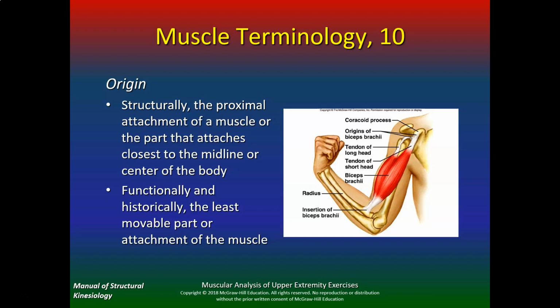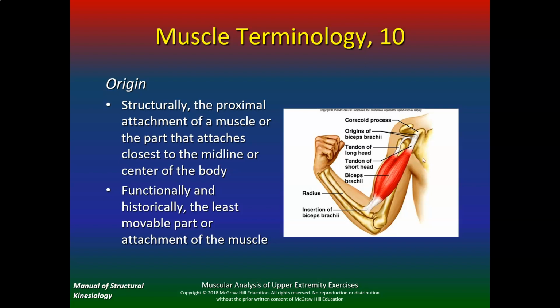Now the origin, structurally, is the proximal attachment of a muscle, or the part that attaches closest to the midline or center of the body. And functionally, that's the least movable part. So if you look at this, here is the origin of the biceps, right? The long head and the short head. But the key here is it's the immovable part. So the insertion is what actually moves. So when you contract your biceps, you see how the insertion comes closer to the origin.